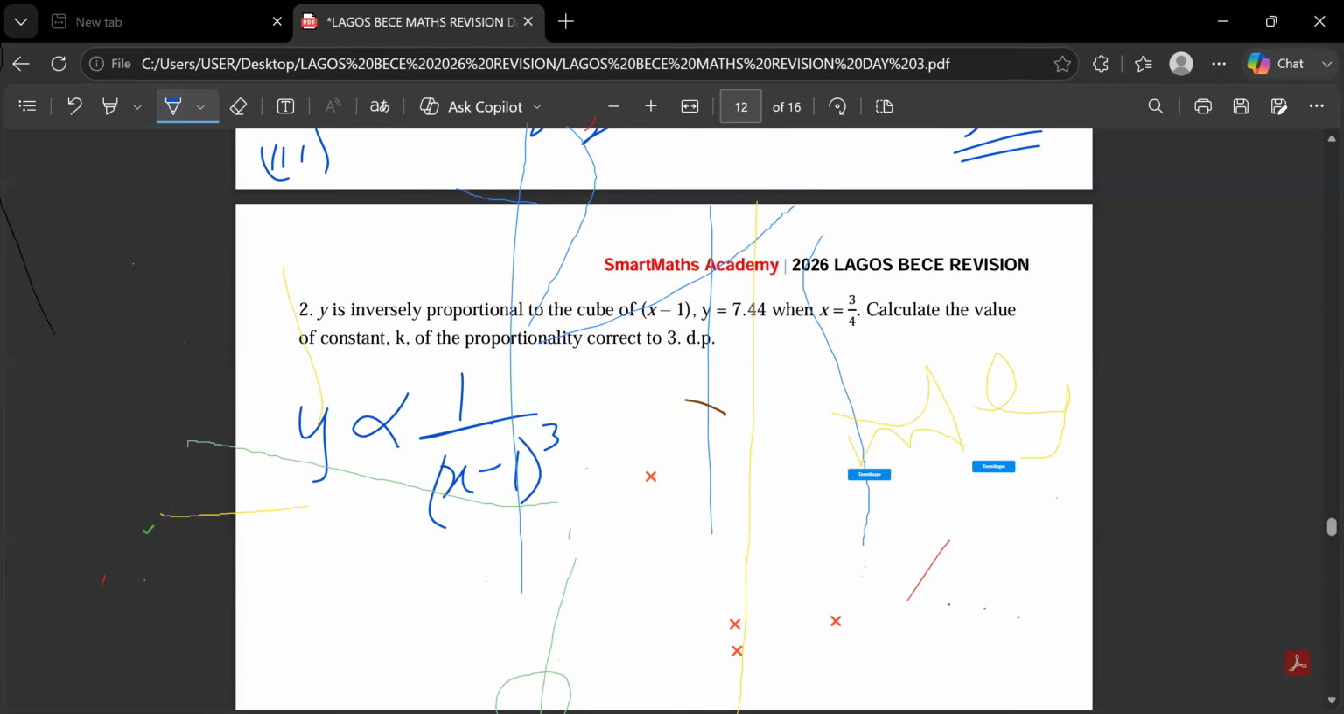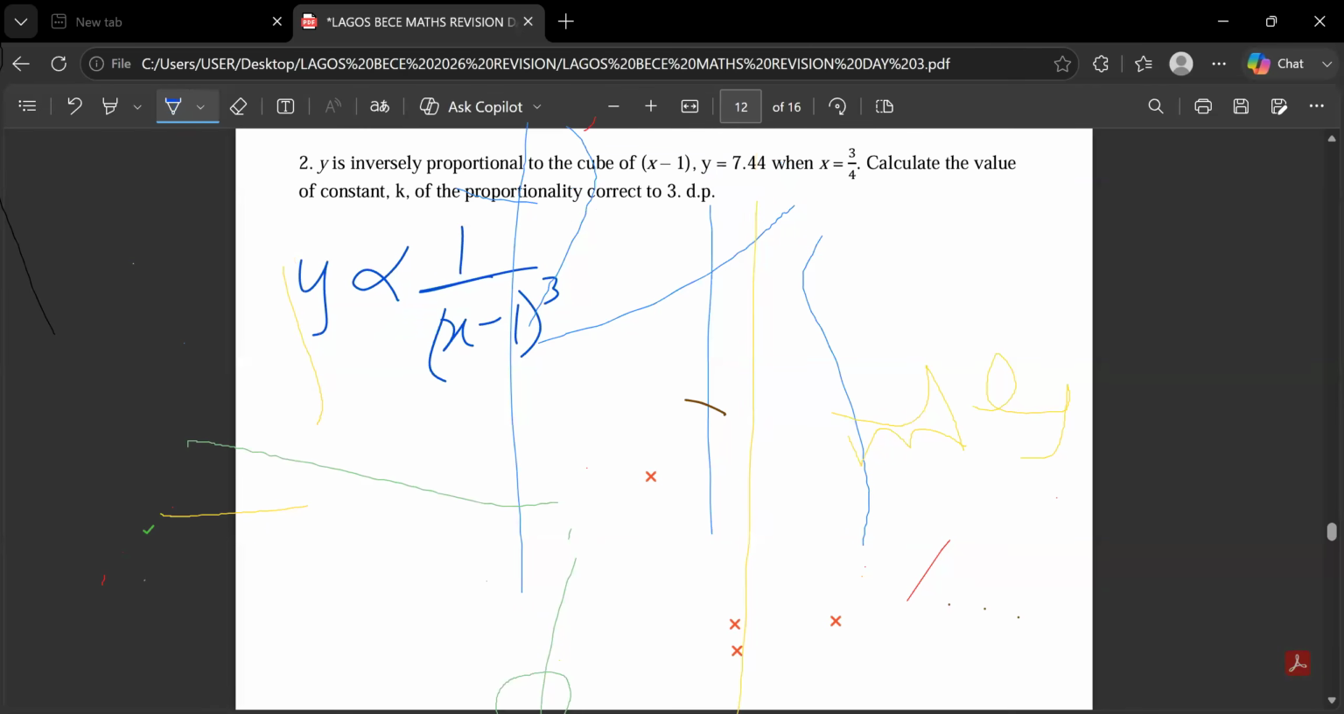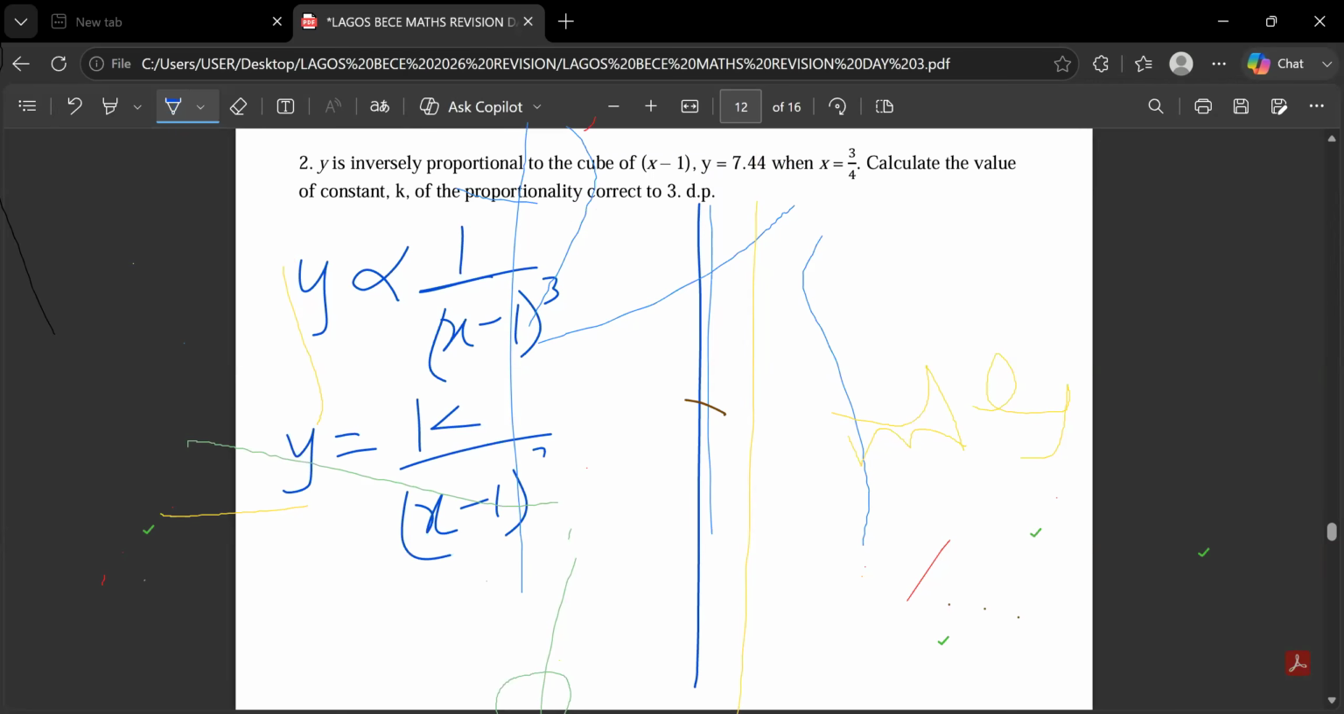So the next is that we change this. Let me divide this page into two so that it's easier for us. So let me divide this into 2 here. So we change this to an equation. That will be y equals k over x minus 1 cubed. So we can now calculate the value of the constant. That's the first thing in proportion, correct? So what we have to find is just the constant, which is k.